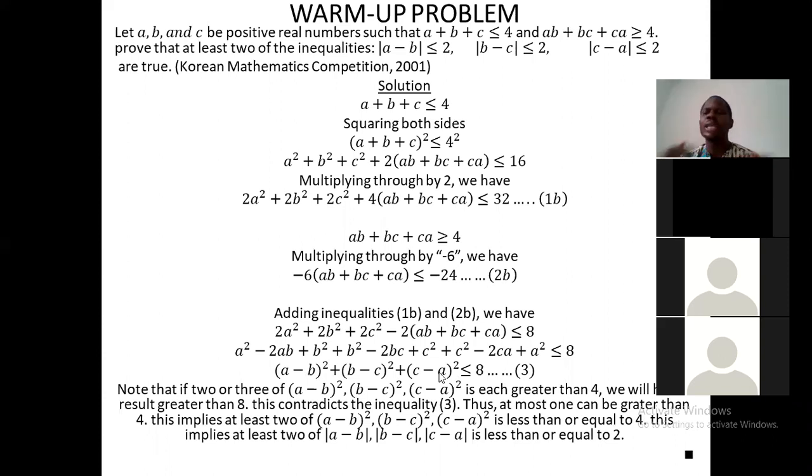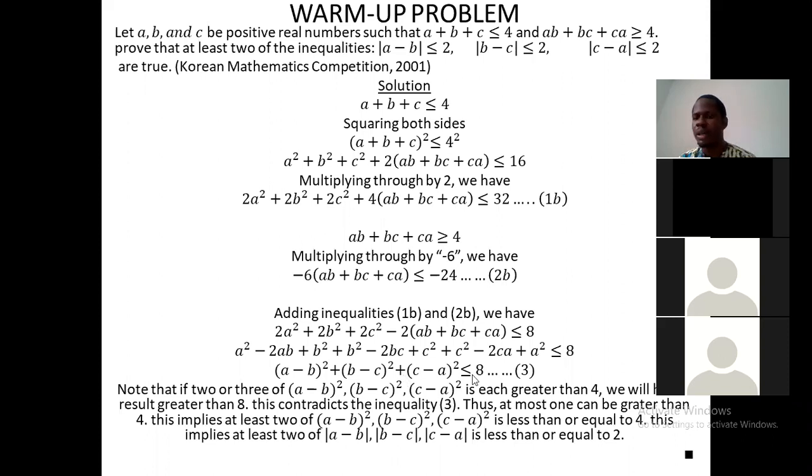Now let's think about this. Let me just follow what I wrote here. So I say, note that if two of these three terms are greater than 4, we'll have a result greater than 8. Of course, that is straightforward. 4 plus 4 is 8. So if 2 of these are greater than 4, the sum of those 2 will be greater than 8, and that cannot be possible because the right-hand side is saying at most 8.